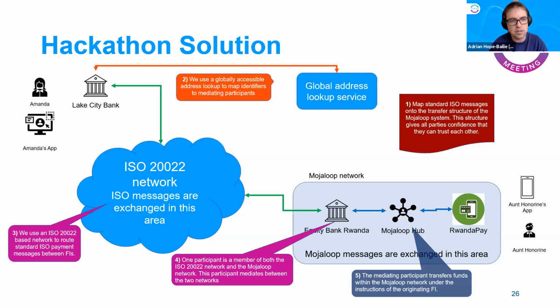And each time it's an ISO message exchange between Lake City Bank and Equity Bank, and an FSP IOP message exchange between Equity Bank and Rwanda Pay. Worth pointing out here that this is not the heterogeneous messaging concept that was discussed earlier. This is message translation happening at Equity Bank in Rwanda. In this case, Mojaloop is speaking FSP IOP to its participants.